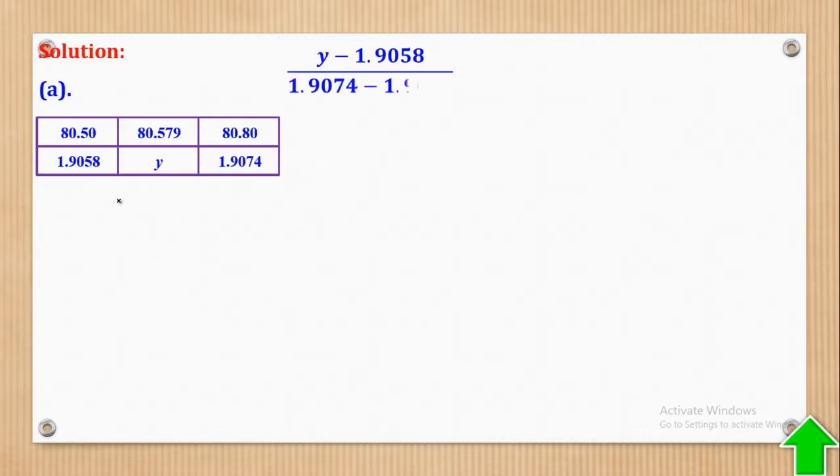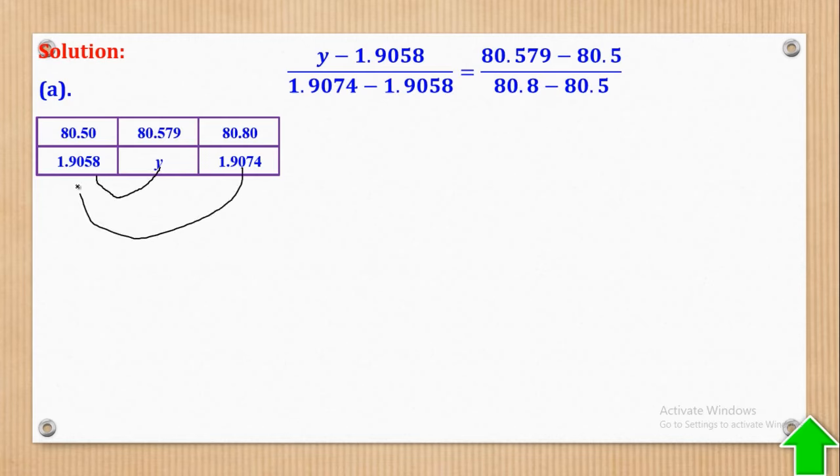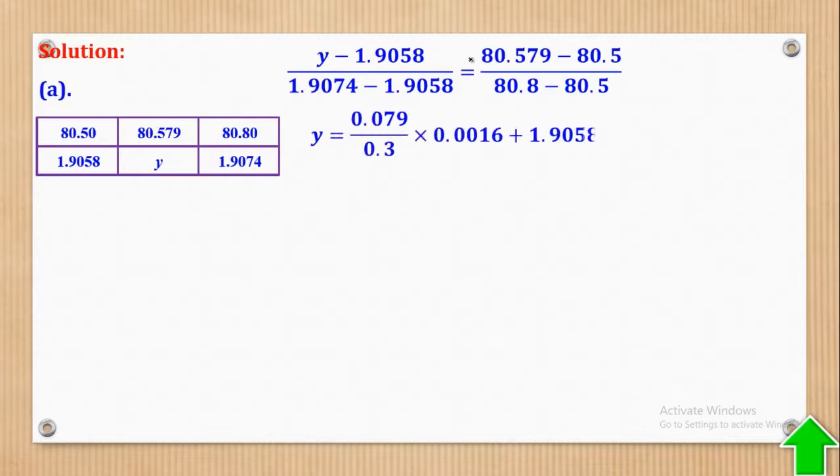Then we shall use our ratio. Of these two, it is this one which is smaller, so we are going to say that the ratio will be y minus this over this minus this, as you can see it here. Then our part we shall say this minus this over this minus this. The next is to make y the subject, and y will be equal to 1.9062.